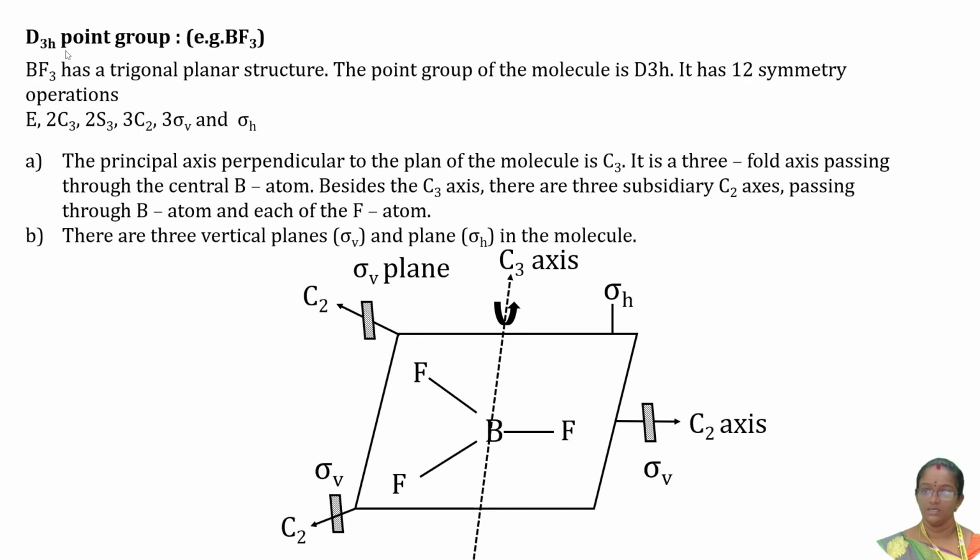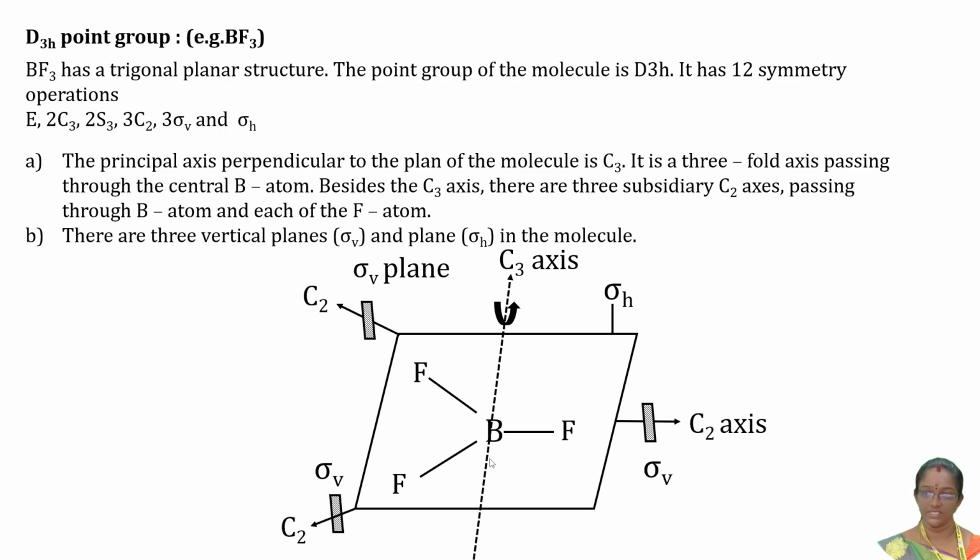Next one is the D3h point group. Boron trifluoride molecule, which has a trigonal planar structure, possesses D3h point group. The point group of the molecule is D3h. It has 12 symmetry operations. They are E, 2C3, 2S3, 3C2, 3 sigma v and 1 sigma h plane.